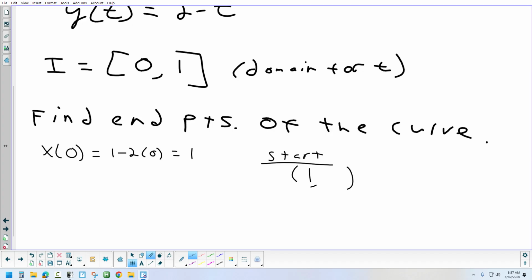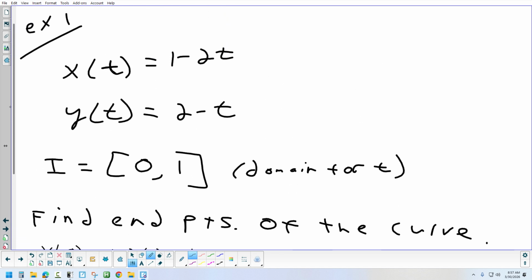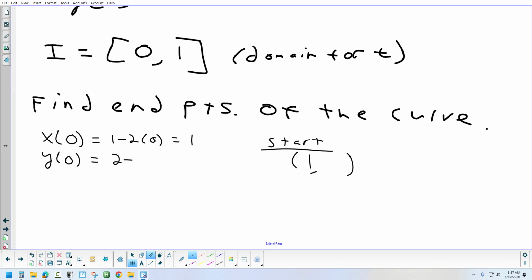So we're going to plug the same number into y, and that'll tell us the y value of the start point. Okay, so 2 minus 1. So 2 minus 1 gives us 1. Now we know that this particular graph is going to start at the point 1, 1. All right. Now we're going to figure out where it stops.